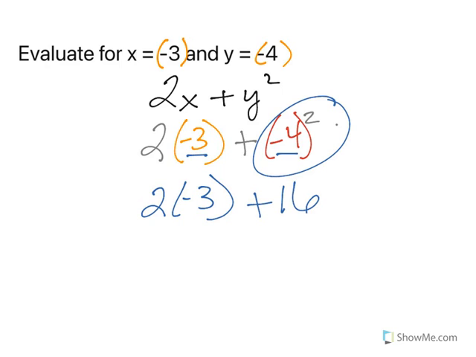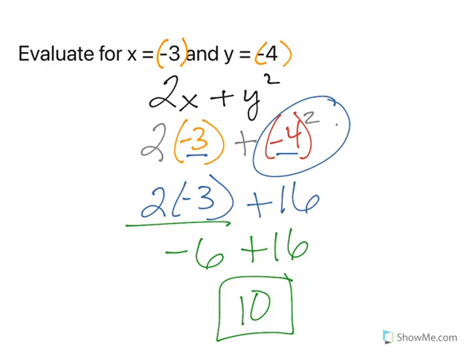Now I'm ready to multiply. 2 times -3 is -6. -6 plus 16 comes to be a nice, pretty, positive 10.